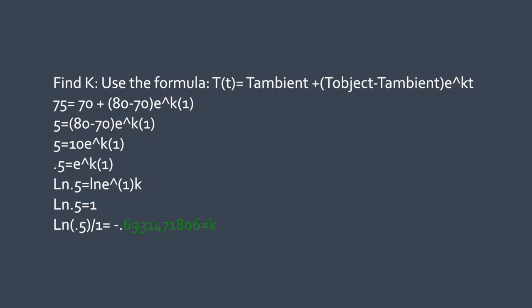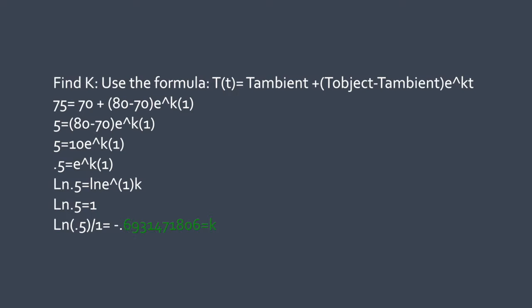The second step would be to find K. So we use the formula T equals T ambient plus T object minus T ambient times E raised to the K times T. So from the values we found before, you just plug them in. So 75 equals 70 plus 80 minus 70 times E raised to the K times 1.